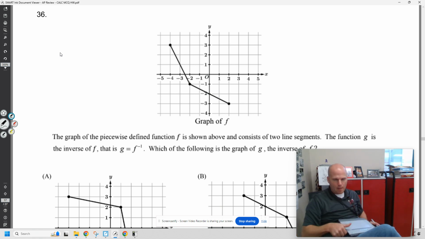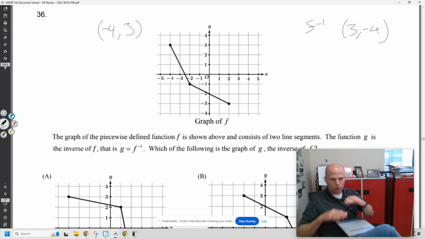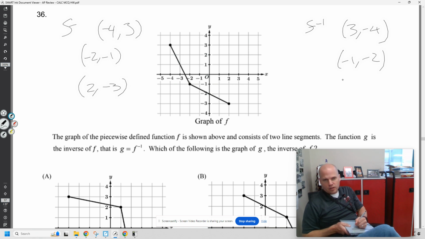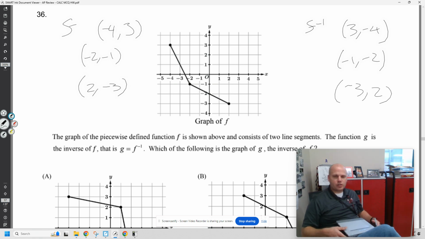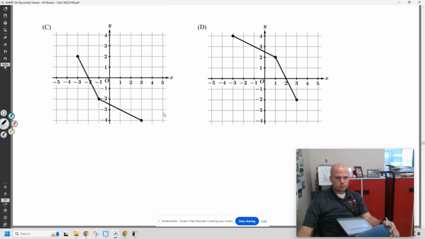Inverses. Flip-flop the points. If F's got the point -4, 3, F inverse has to take that 3 and map it back to -4 to undo what's being done. If F's got the point -2, -1, the inverse has got to undo that which is done. If F's got the point 2, -3, the inverse has got to have the point -3, 2 to undo what F did. So I'm looking for 3, -4. There you go. And the other points.